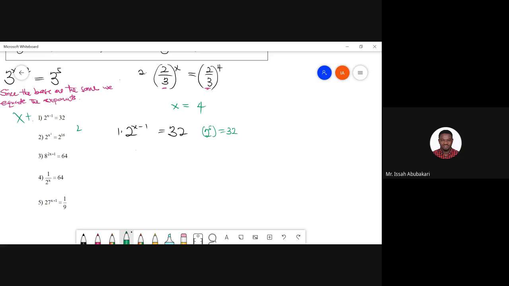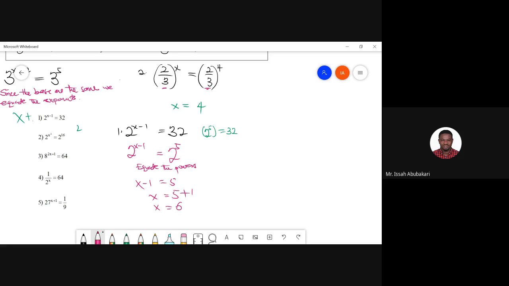Then let's write our solution as 2 exponent x minus 1 is equal to 2 exponent 5. And then that will take you back to the first rule. When the bases are the same, we equate the exponents. So equate the powers. You can also say equate the powers because the powers are the same as the exponent. Then we write our final answer: x minus 1 is equal to 5, and x is equal to 5 plus 1. x is equal to 6.